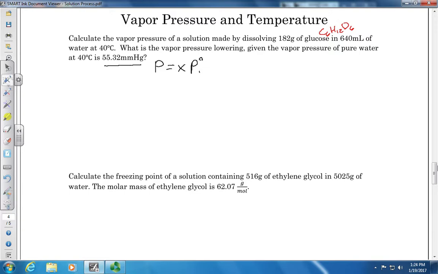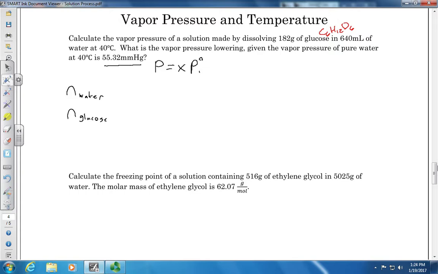And in order to do that, we need to calculate the moles of the various substances. So we need to find the moles of water, and our moles of glucose. And I'm just going to call it N sub W and N sub G going forward.